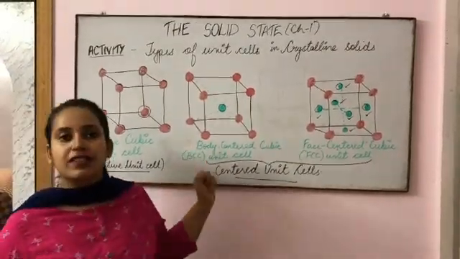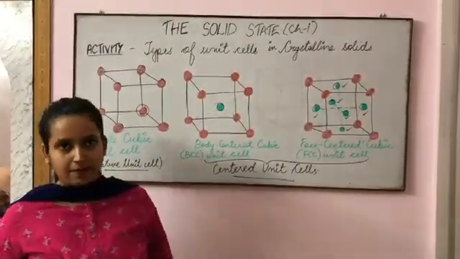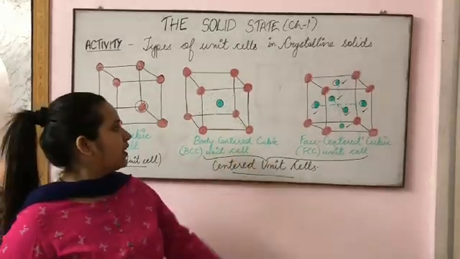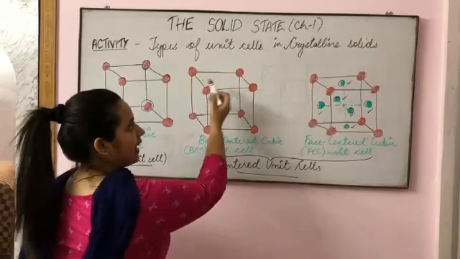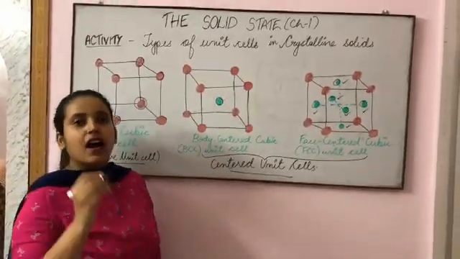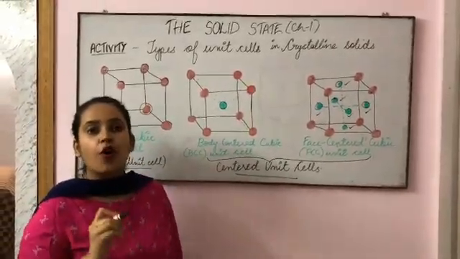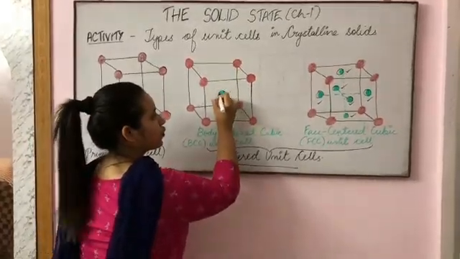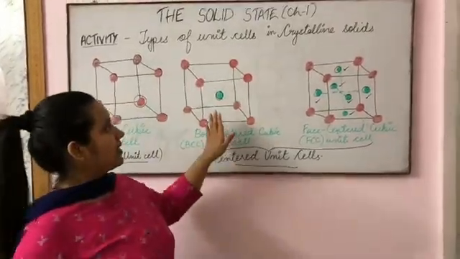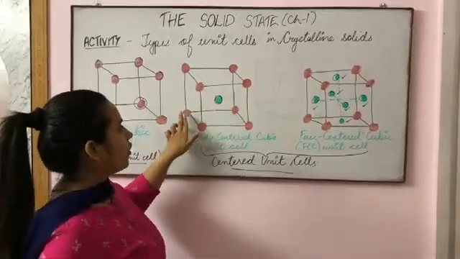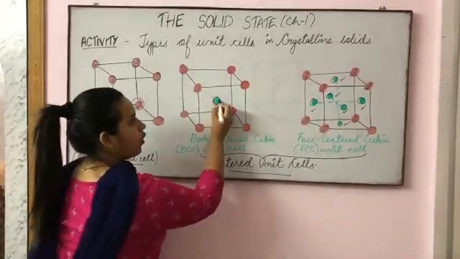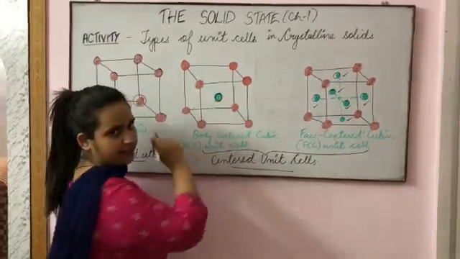Firstly, we are going to talk about the body-centered cubic unit cell. In body-centered cubic unit cell, the constituent particles are present not only at the corner position, but a constituent particle is also occupying the body center position of a unit cell. As you can see here, the constituent particles are present at each of the corners of the unit cell and also occupying the body center.